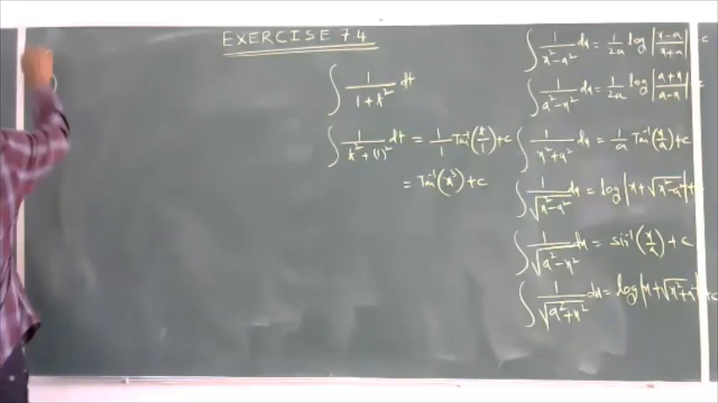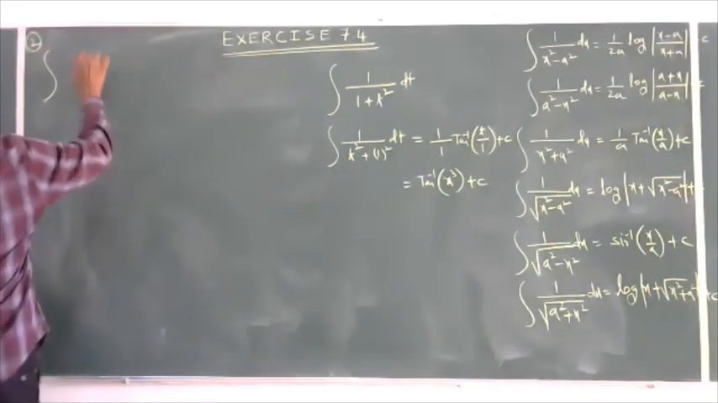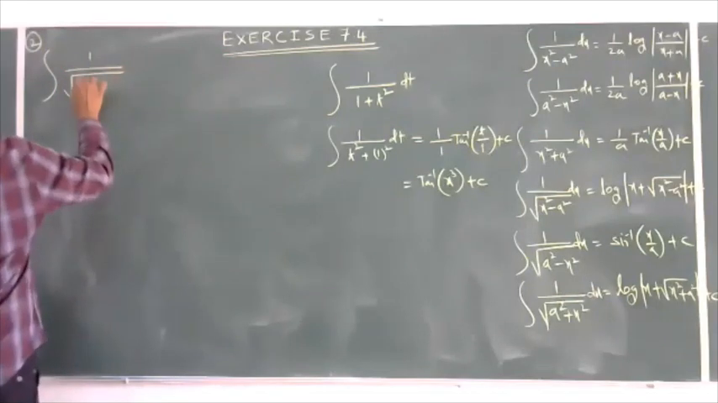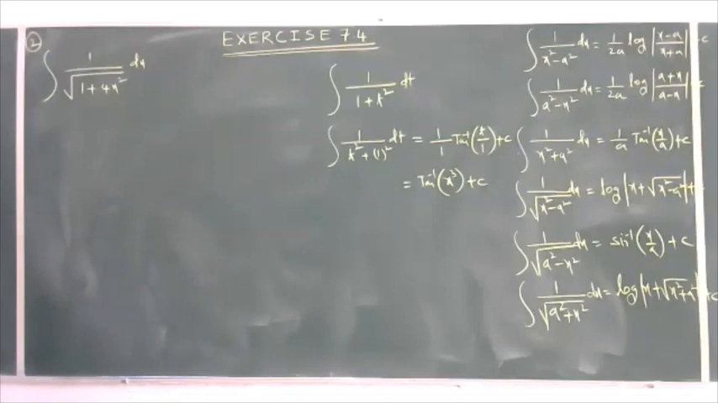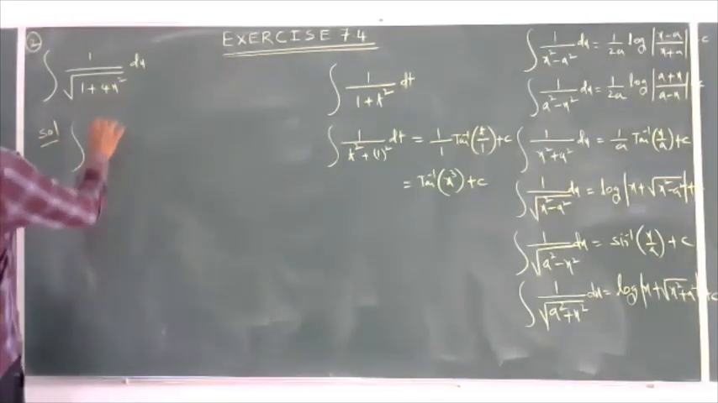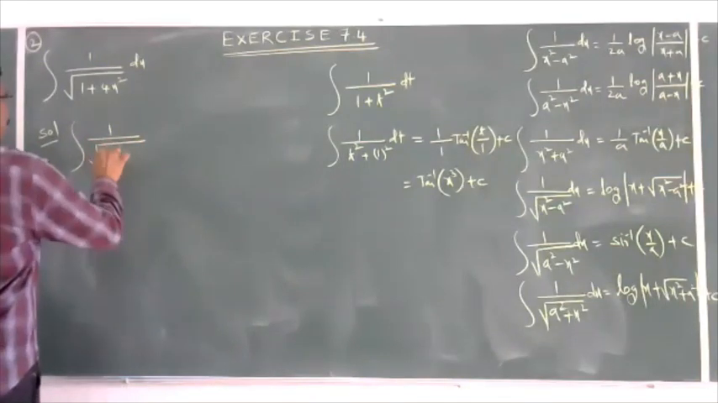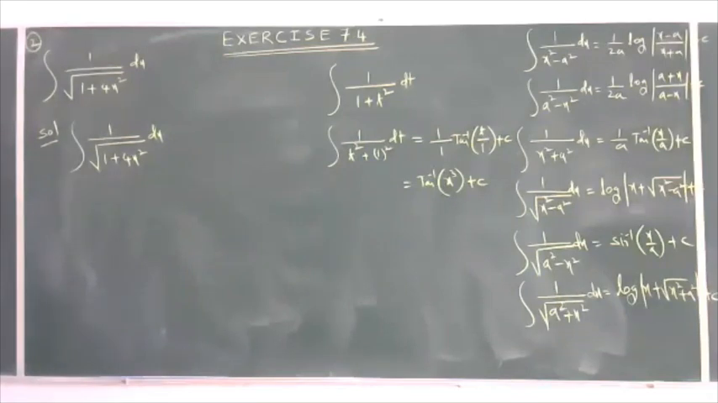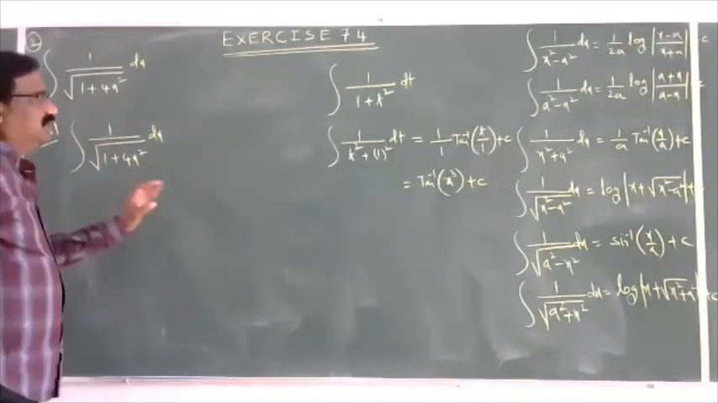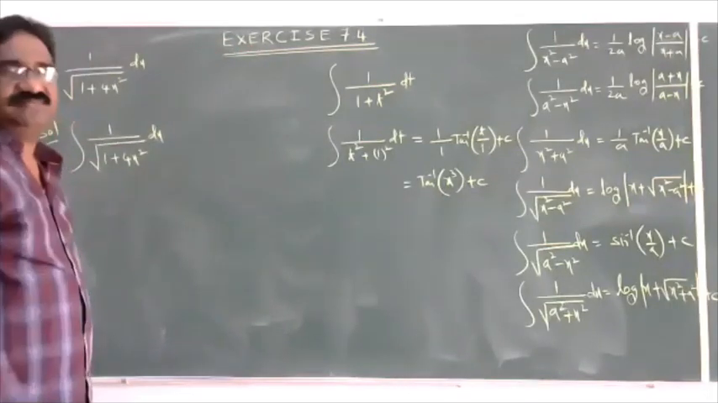Next, second problem. Integral 1 by root of 1 plus 4x square into dx. Solution. Integral 1 by root of 1 plus 4x square dx. So you can convert the given function into the above 6 formulas.